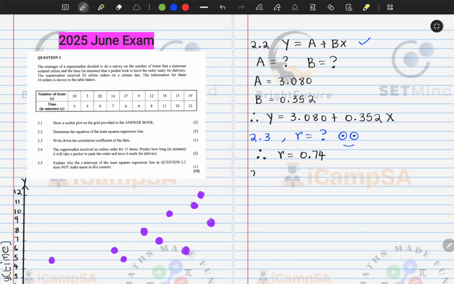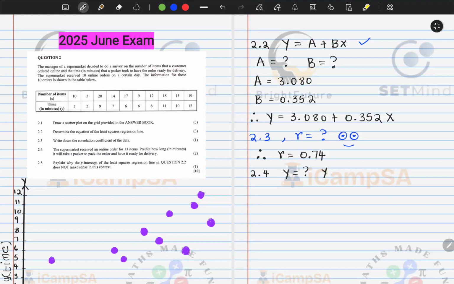So let's have a look at the next question, which is 2.4. We are told the supermarket received an online order for 13 items. Remember, for X, we're looking at the number of items, and for Y, we are looking at the time it took to pack those items and get them ready. The question says: predict how long in minutes it will take to prepare the pack. So essentially they are asking us for y, because y is our time in minutes.